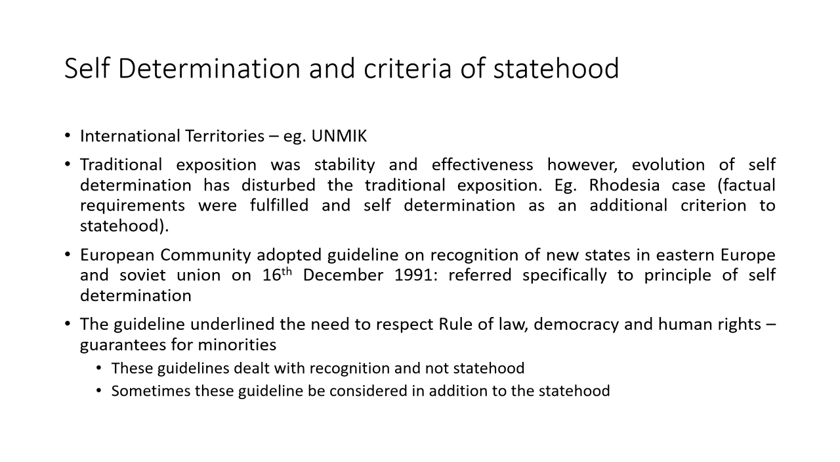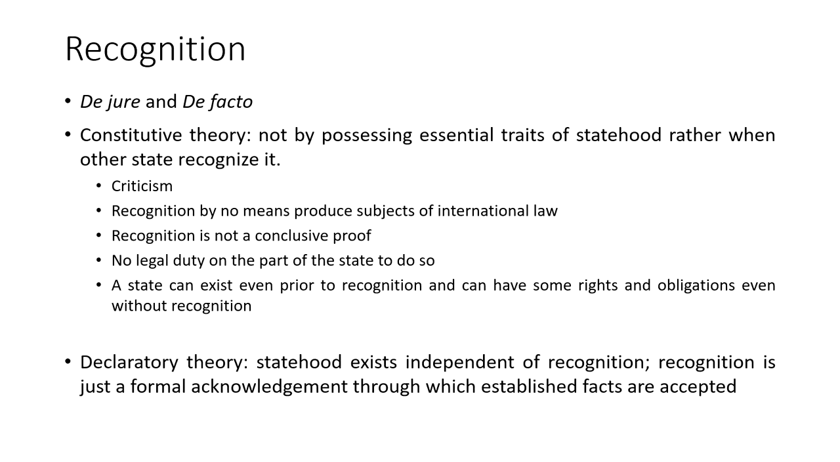So, in 1991, we see the European Community adopting guidelines on the recognition of new states in Eastern Europe and the Soviet Union. On 16th December 1991, it referred specifically to the principle of self-determination. The guidelines underlined the need to respect the rule of law, democracy and human rights, and guarantees for minorities. These guidelines dealt with recognition and not statehood. Sometimes these guidelines may be considered in addition to statehood.